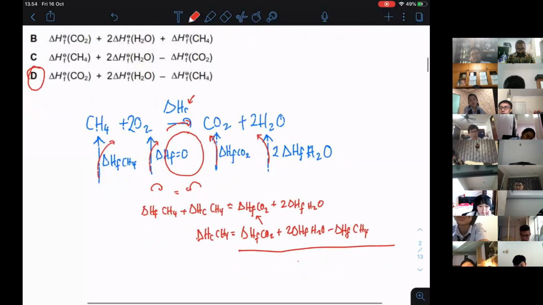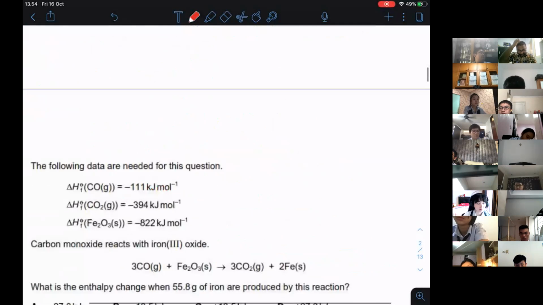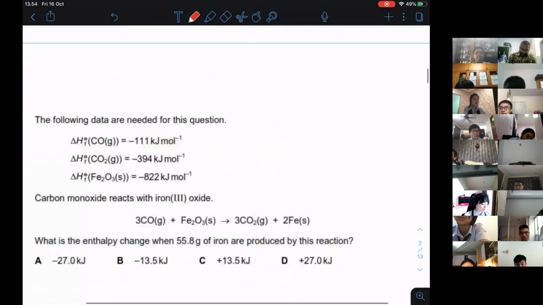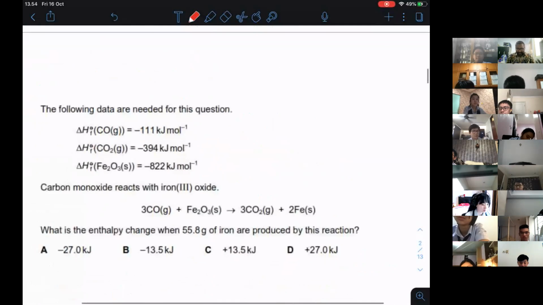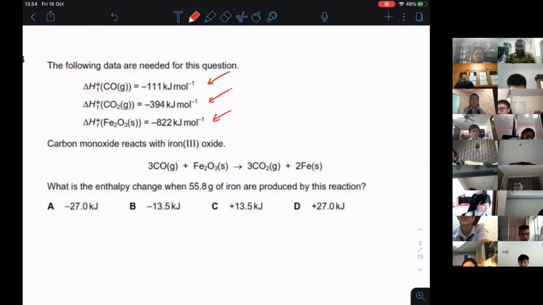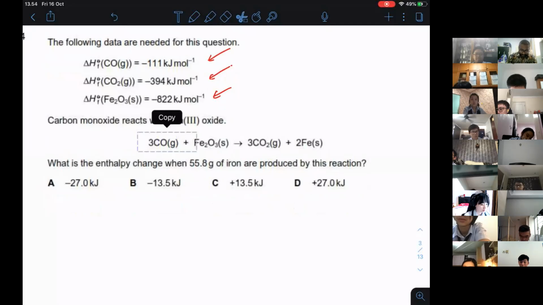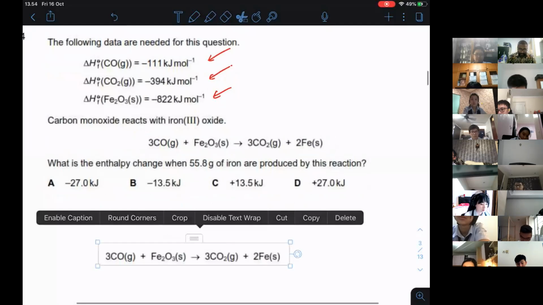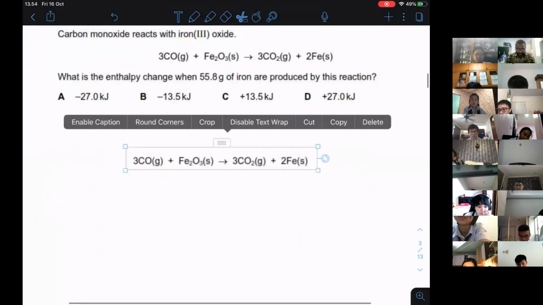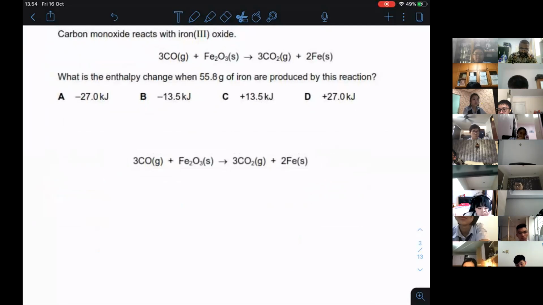So let's move on. Here I have something to do with formation, so I think it's the same method. I'll show you how I use that method. I'll just copy this one down and paste it here. Now I like to use this method to find out what is going to be the enthalpy of reaction. So here just put the arrow to form, to form, to form, to form.